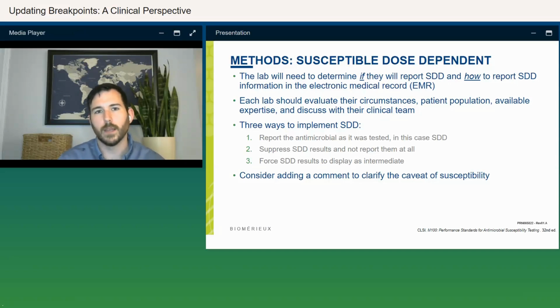So there are going to be 3 different ways that a lab could choose to implement SDD. If they're going to align with the CLSI breakpoints that include an SDD, they could report the organism as it was tested and release SDD. They could suppress the SDD result and not release it at all, or they could change it to be listed as intermediate. I believe it's Appendix F in the most recent M100 has some additional recommendations related to that. It also includes some recommendations about comments that could be added to your susceptibility reports to make it a little more clear what the SDD value really means.